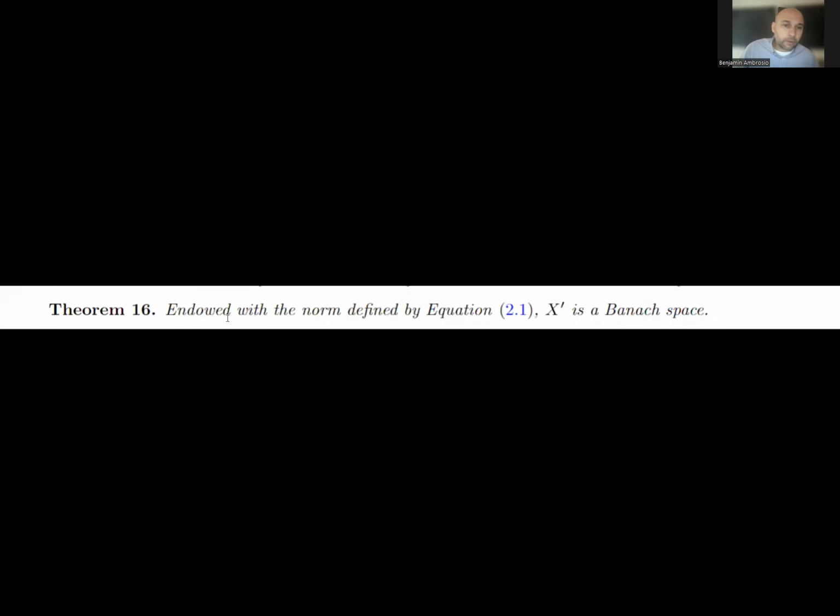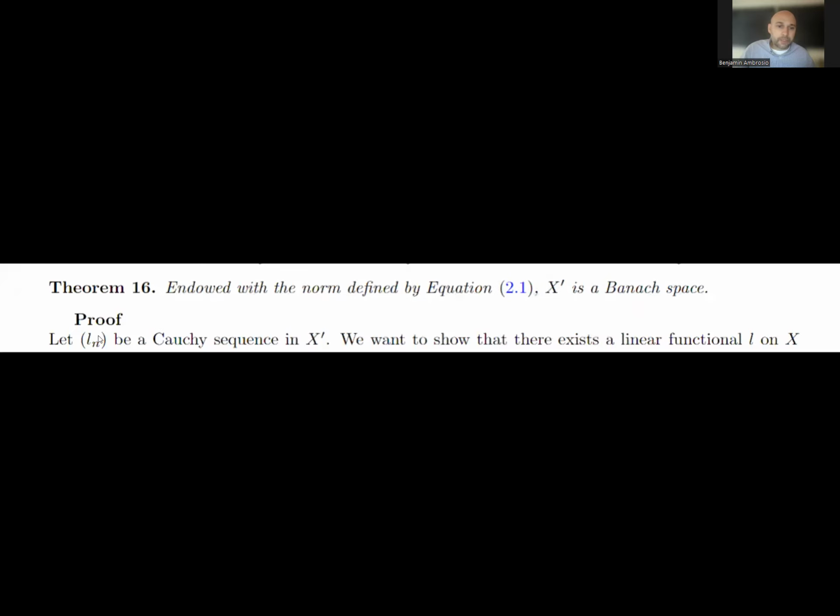So we are going to prove that the dual space of X is a Banach space. So what we need to do for the proof, we consider a sequence ln of linear functionals, of elements of the dual, and we want to show that in fact this sequence ln converges to a linear functional, a bounded linear functional L on X.